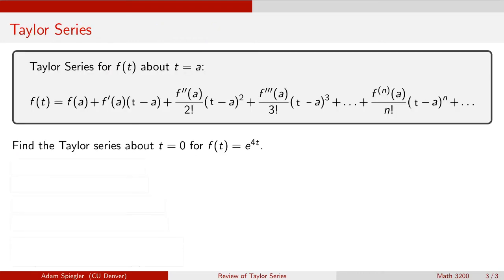So if we consider a function, let's say f of t, and we want to construct a Taylor series for this function around the point t equals a, then the definition of the Taylor series is given below. So it's an infinitely long series. It's a polynomial. We just have a bunch of powers of the variable t here in this case.